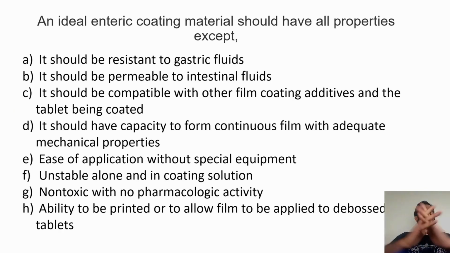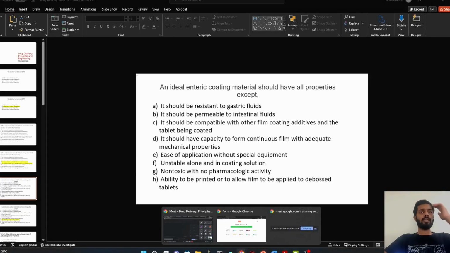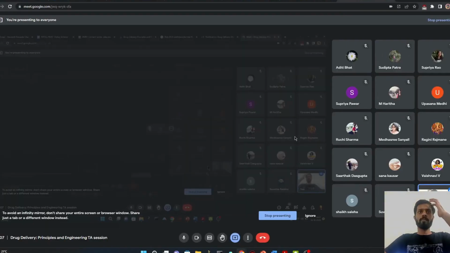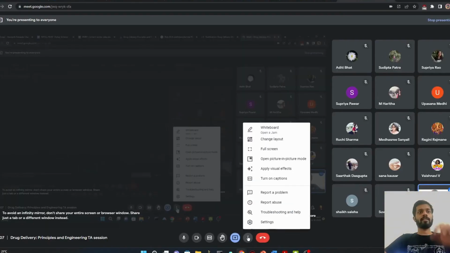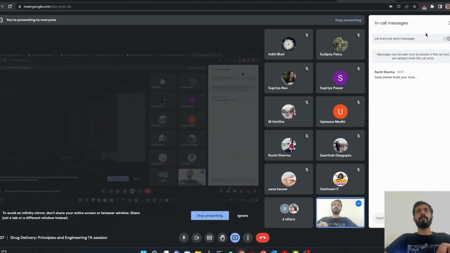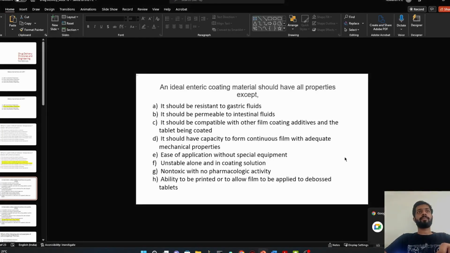They're asking which of the following is not an ideal enteric coating material property. Any guesses? I think someone just posted in the chat. I'm not able to see the chat, so just unmute yourself and answer if you have an answer.